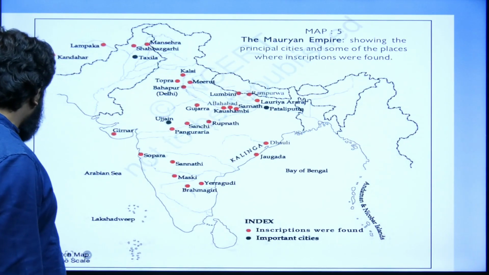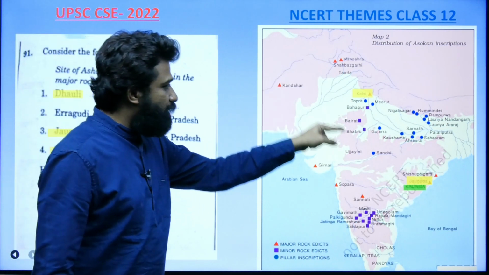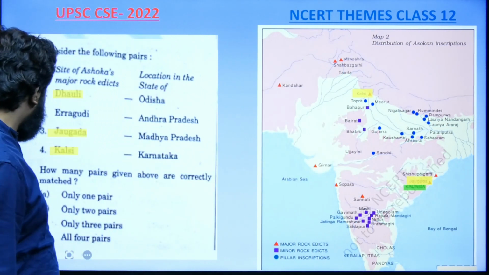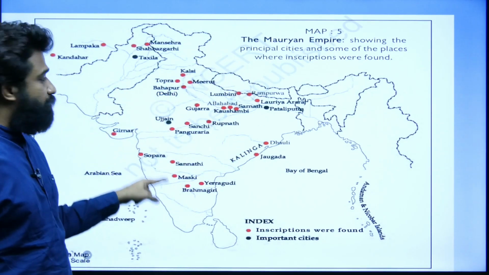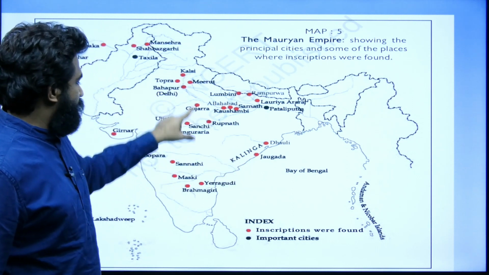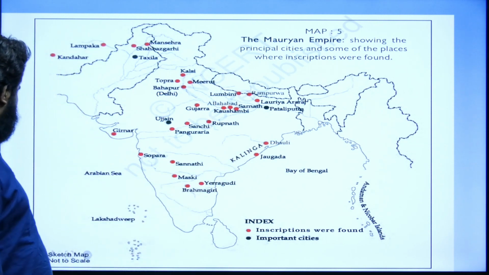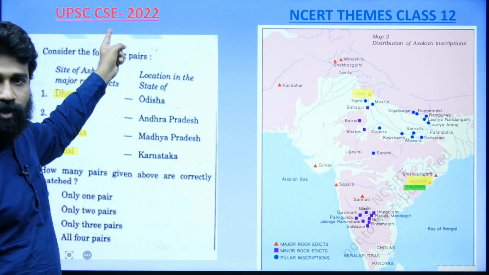Again, these are the previous year questions which were asked, and several times these were reflected in our standard reference books, that is NCERT 6th class, and also Themes in Indian History Part 1. This is the 6th class NCERT map, which I am showing you. This is Jaugada, this is Kalsi, this is Erragudi, and these are Dhauli. These were asked. This is 6th class NCERT, Our Pasts 1, which was asked in UPSC 2022.